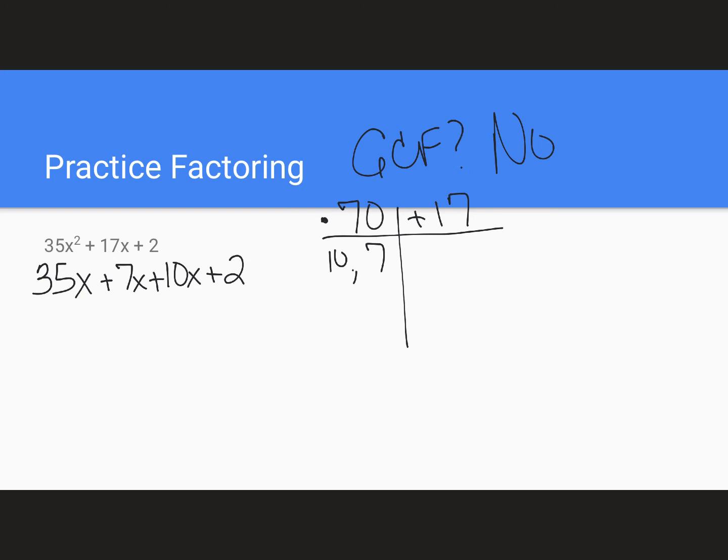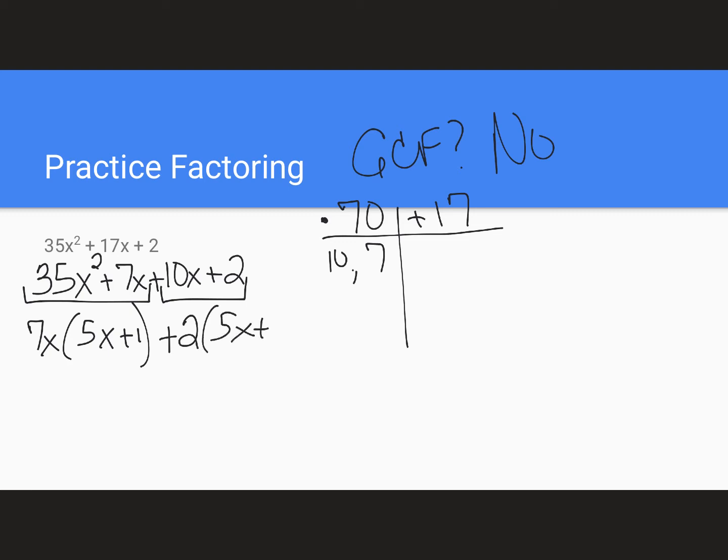If you want to ask how I know which one to put first, I just look at it: 35 would share more factors with 7 than with 10, but either way you put it, you'll still get the same thing. Oh, 7x squared, sorry. So again, I'm factoring by sections. 7x squared plus 7x, I can pull out a 7x. I'm left with 5x plus 1. Over here, I can only pull out a 2, so I'm left with 2 times, look at that, 5x plus 1. So again, I'm just going to factor out the 5x plus 1, and I'm left with 7x plus 2.